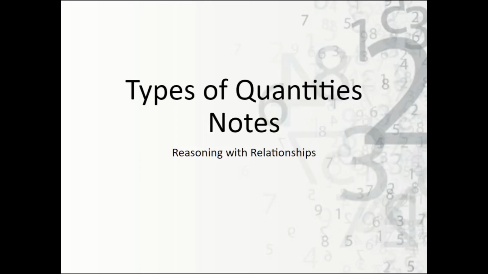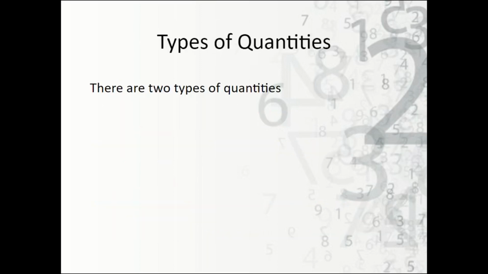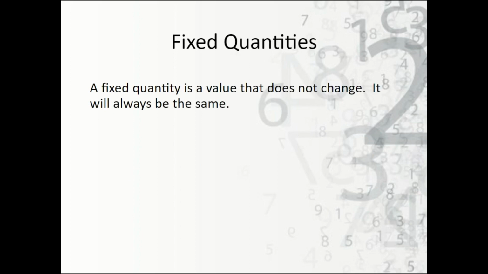Let's take a look now at the Types of Quantities notes. The notes begin with the learning goals and success criteria. First, let's talk about the types of quantities. There are 2 types of quantities. The first are fixed quantities. The second is varying quantities. Now, what does this mean? Fixed quantities do not change. They will always be the same.